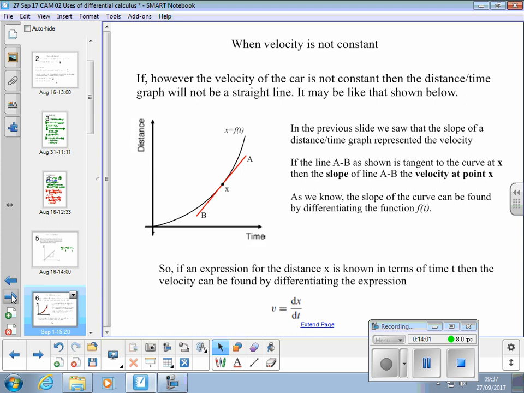However, if velocity isn't constant, so we had a velocity graph, something like that, then the distance time graph is not a straight line. It might be like that shown below, and that's something getting very fast, very quickly. In the previous slide, we saw that the slope of a distance time graph represents the velocity. So if we have this line AB, a tangent to the curve at x, then the slope of the line AB is the velocity at that point. So if we differentiate and find the value of the differential at point x, then we know what the velocity is at that point in time. So we can find the velocity of a displacement function by differentiating with respect to time.